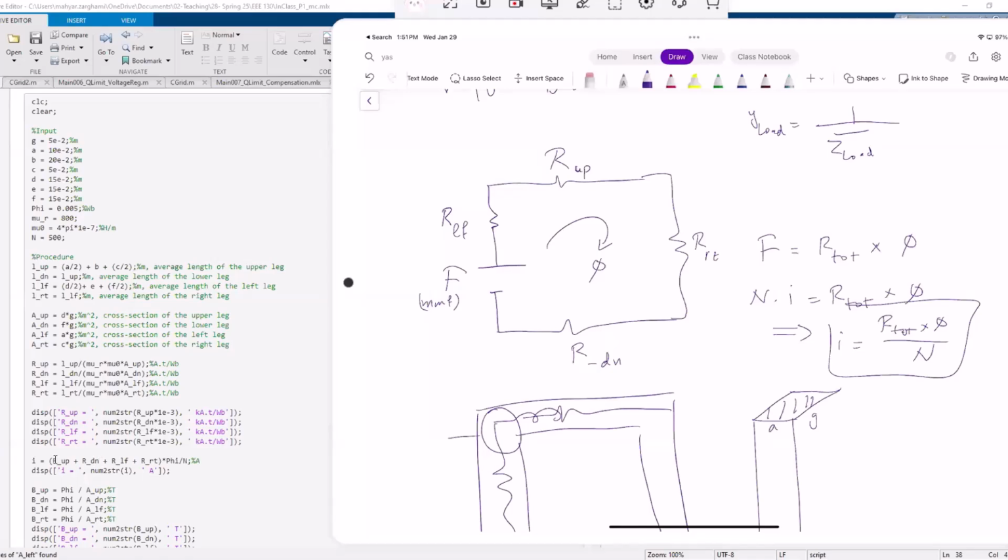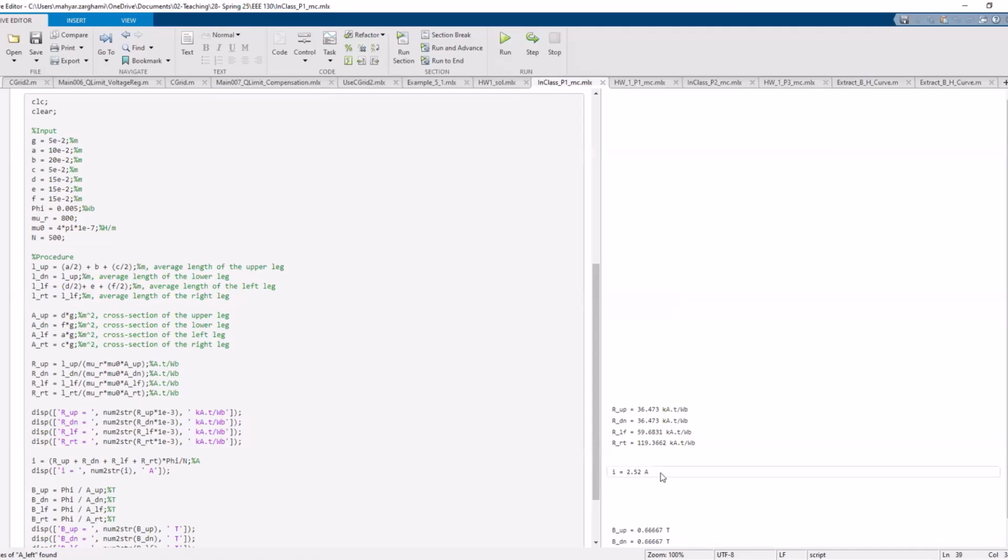So this is the total R. This is phi here. And this is N. So I would be found in amps, and we require I to also be shown in amps. So this is how we display that.